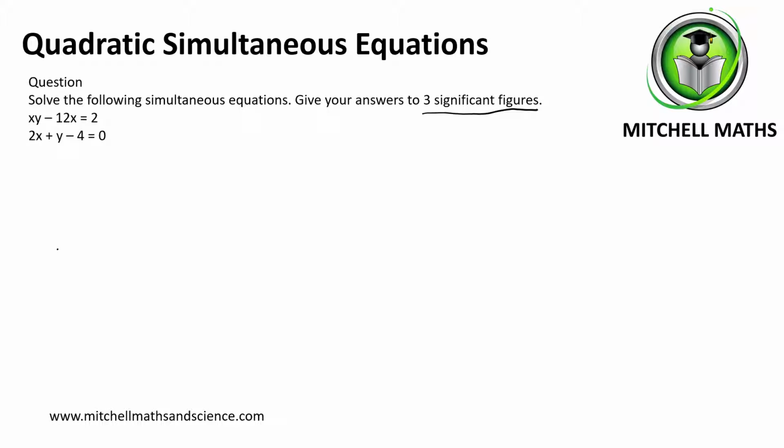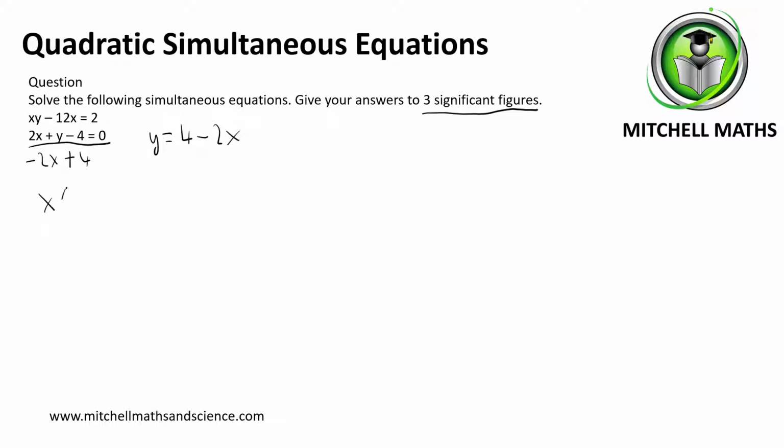First of all, I'm going to need to look at my equations and decide, am I going to have a y equals or x equals? If I look at my bottom equation, the easiest thing to do is make it y equals. In order to do that, I'll need to add 4 and minus 2x from both sides, which will give me y equals 4 minus 2x. And now I can substitute that into my equation.